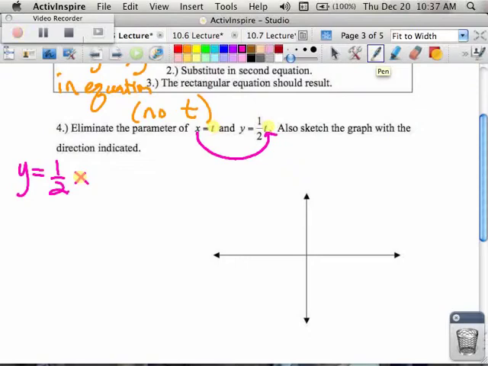And then you just graph it. So 1, 2, 3, 4, 1, 2, 3, 4. I see that my y-intercept is 0, so I plot 0. And then my slope is half, so I go up 1 over 2. And there's my line.